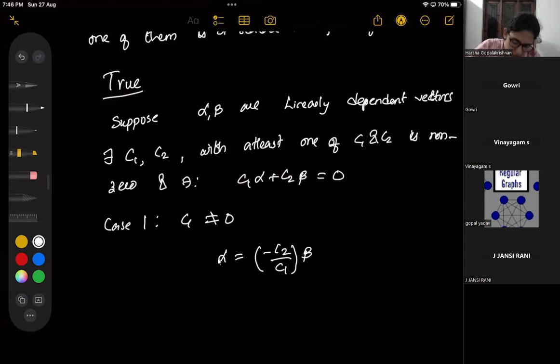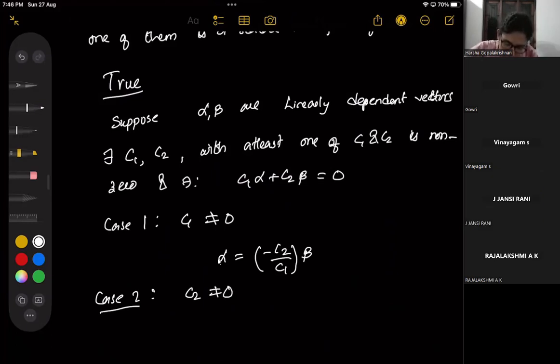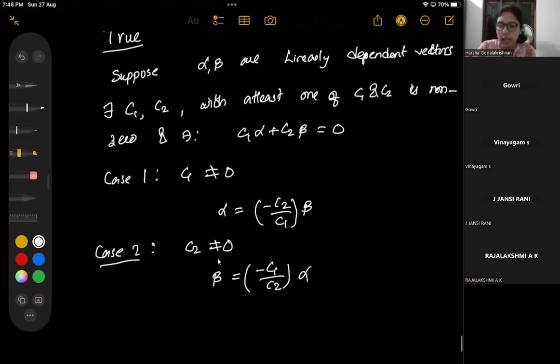In the same way, if C2 is non-zero, since we know at least one of them is non-zero, what can we write? Beta equal to minus C1 by C2 into alpha. In that case also, it is a scalar multiple of alpha. In both cases, one of them is a scalar multiple of the other one. Correct? So the statement is true. Is this proof clear for everyone? Yes, ma'am. Okay.